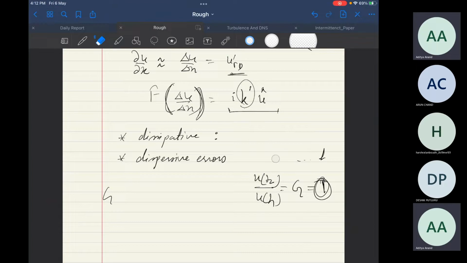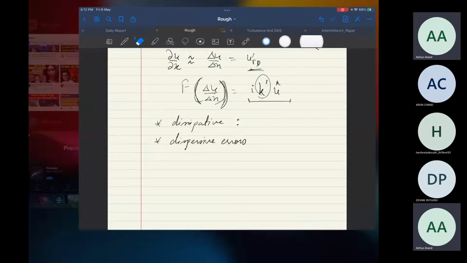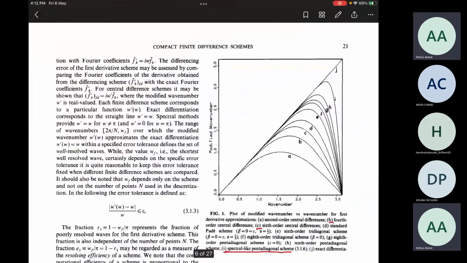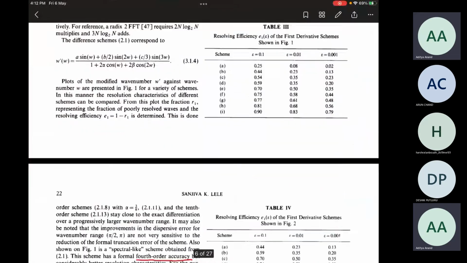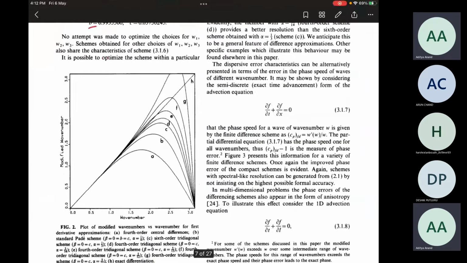It actually reduces the energy at some wave numbers. So that is why at higher wave numbers these dissipative errors are higher here, and you see this behavior. Likewise, there are dispersive errors.